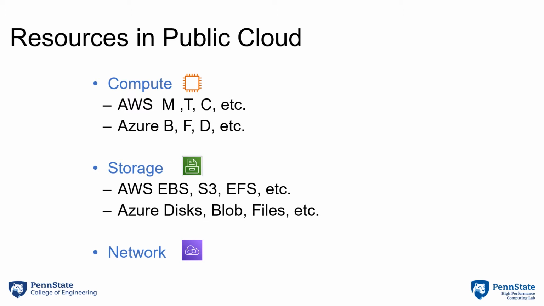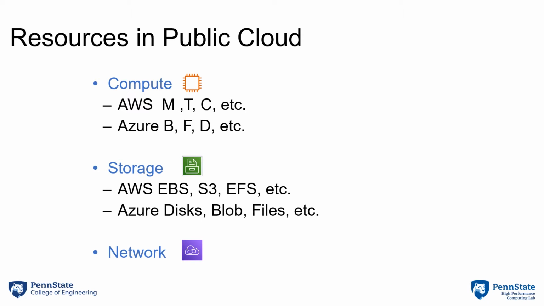These frameworks essentially run on the hardware resources of the public cloud. Now, resources in the public cloud can be roughly distinguished as compute, storage, and network. AWS M series and Azure B series are some examples of compute nodes that you can provision on the public cloud. AWS EBS is a block-based store that you can provision on AWS, and Azure Blob is an object-based store that you can provision.